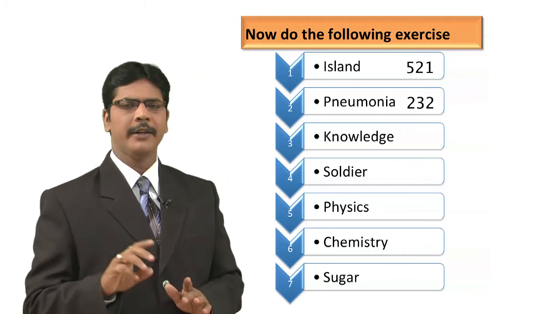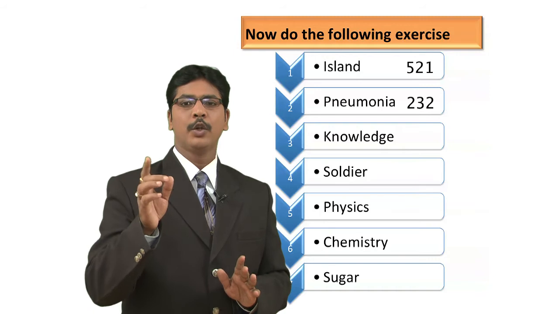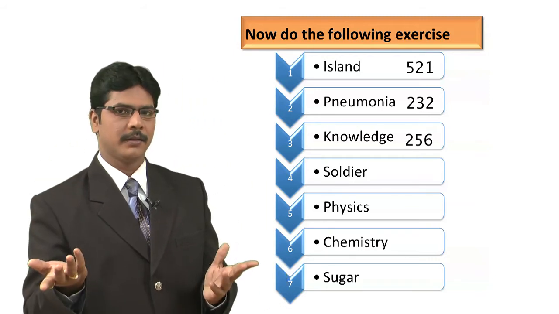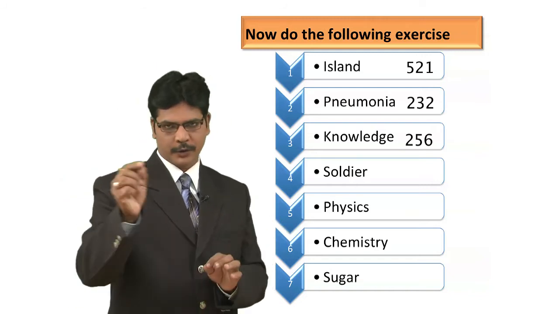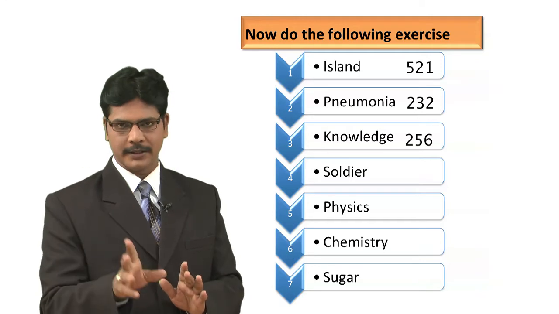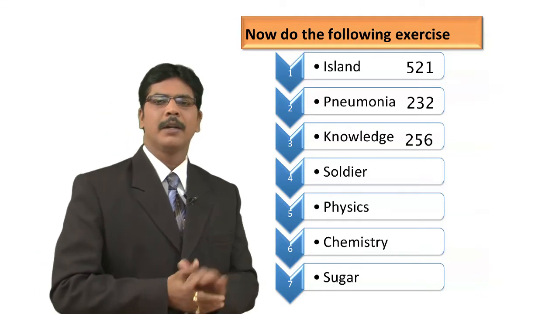Both the things I can give. Okay. If you take knowledge, it is 256. If you take knowledge, 2516. So you decide. Whichever one you got correct, that's correct. Okay. This should be the answers. One of these, either this or that. That is for knowledge.